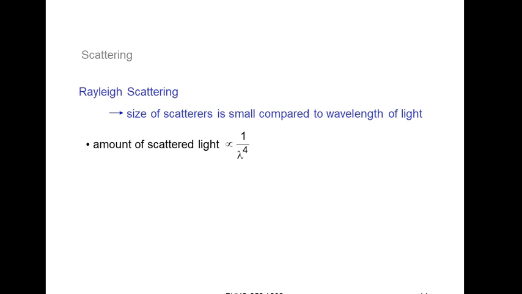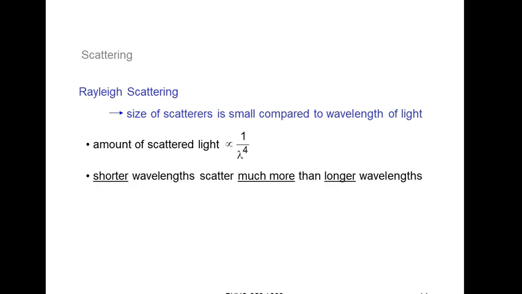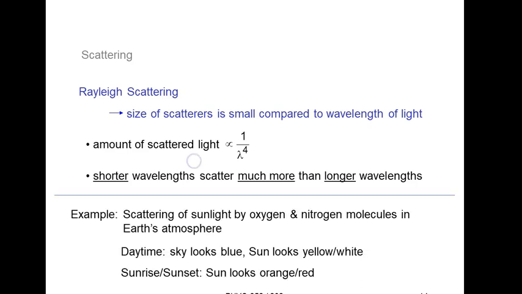And in the Rayleigh regime, the amount of scattered light is proportional to 1 over the wavelength of the light to the 4th power. It's a really, really strong dependence on the wavelength. So what that means is that shorter wavelengths are going to scatter much more than longer wavelengths. And when we say scattering more, that means the light is sent in more directions. More of the light is sent in random directions.